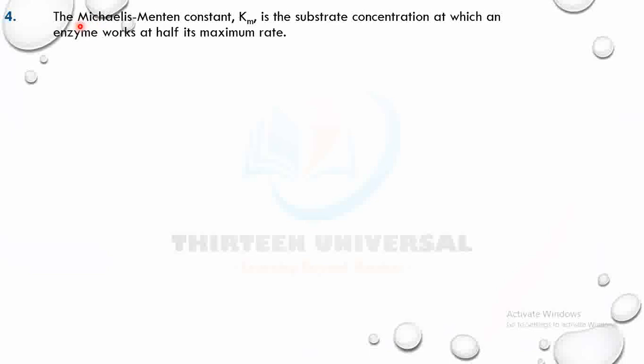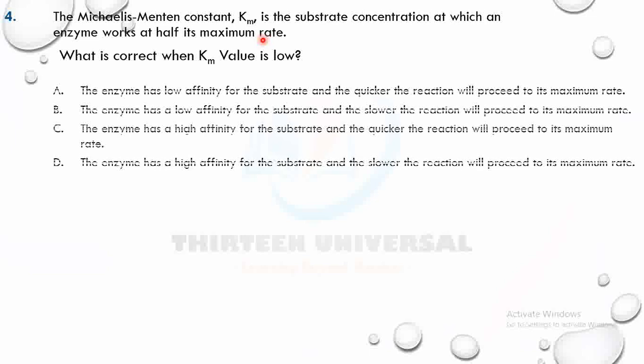It says the Michaelis-Menten constant Km is the substrate concentration. This is the definition of Km: the substrate concentration at which an enzyme works at half its maximum rate, that is, at half Vmax. What is correct when Km is low?